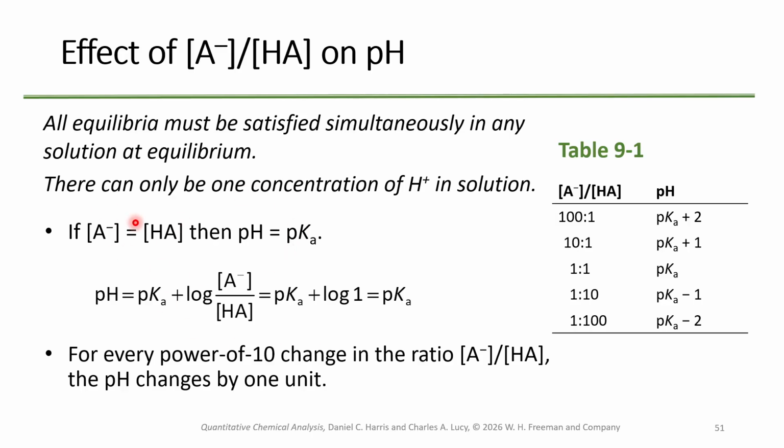So if the A minus and HA are equal in the Henderson-Hasselbalch, what happens? Well, this would be 1 here, right? The log of 1 is 0. And so the Henderson-Hasselbalch turns into pH equals pKa when you have the acid and its conjugate base equal. So if we look at this right here, a 100 to 1 ratio of the base to acid is going to give you your pKa plus 2 for your pH. See that? If we have a 10 to 1 ratio, you're going to have your pKa plus 1. And if we have a 1 to 1 ratio, we're going to have the pKa equals the pH.